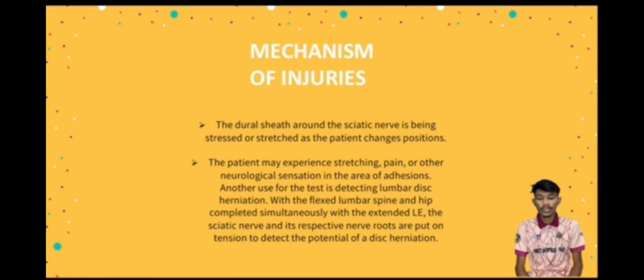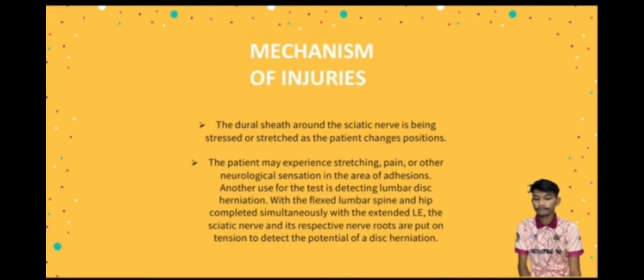The first point is the neural sheath around the sciatic nerve is being stressed or stretched as the patient changes position. The patient may experience stretching or other neurological sensation in the area of adhesion. Another use for the test is detecting lumbar disorientation, with the flat lumbar spine and hip completely extended.